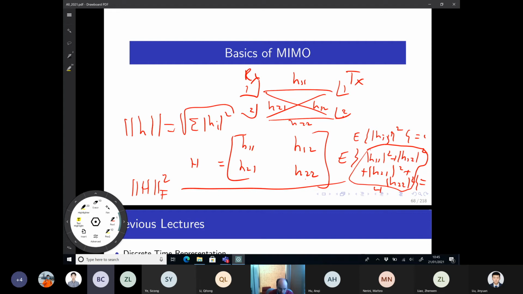And so we'll use this quite a bit. It tells you essentially what the energy of that channel is, right? It's the sum of the energy of each of those coefficients, so the sum of the channel gain, the strength, of each of those 4 channels. So you can view this as: if you have a higher Frobenius norm, you have a higher energy in your channel.